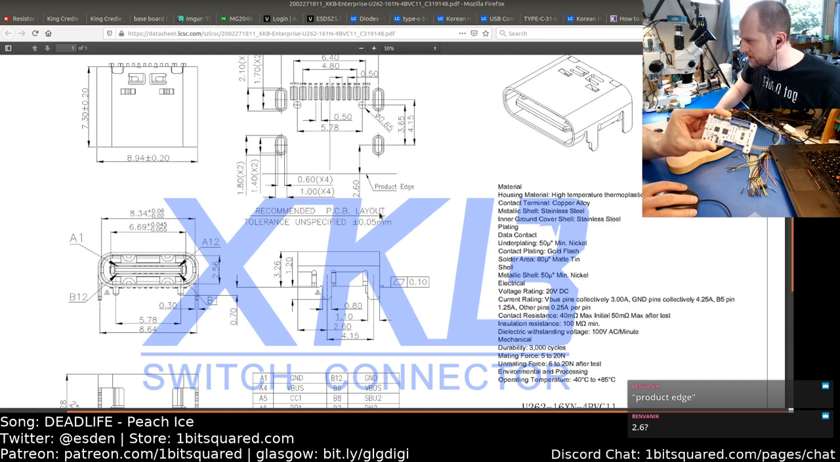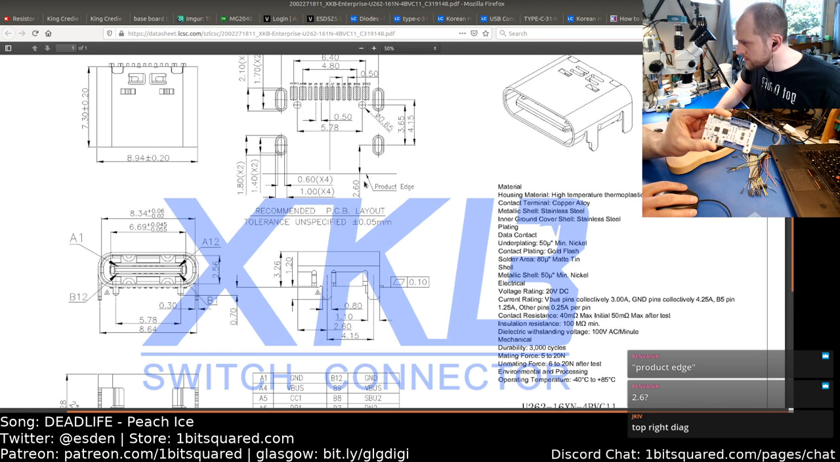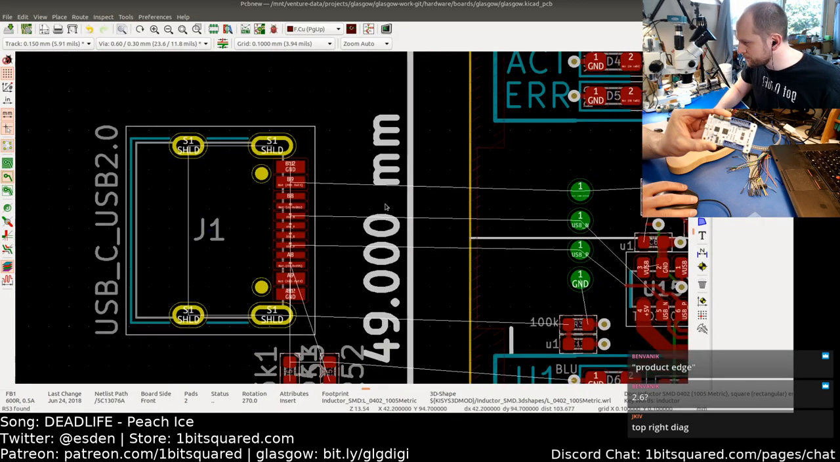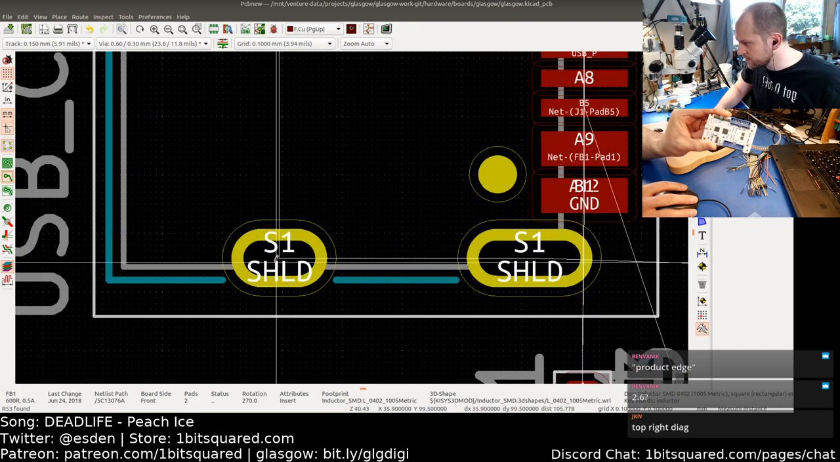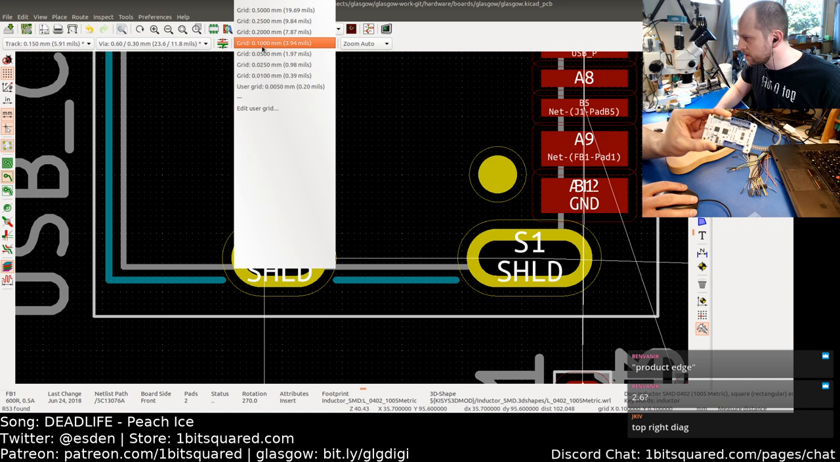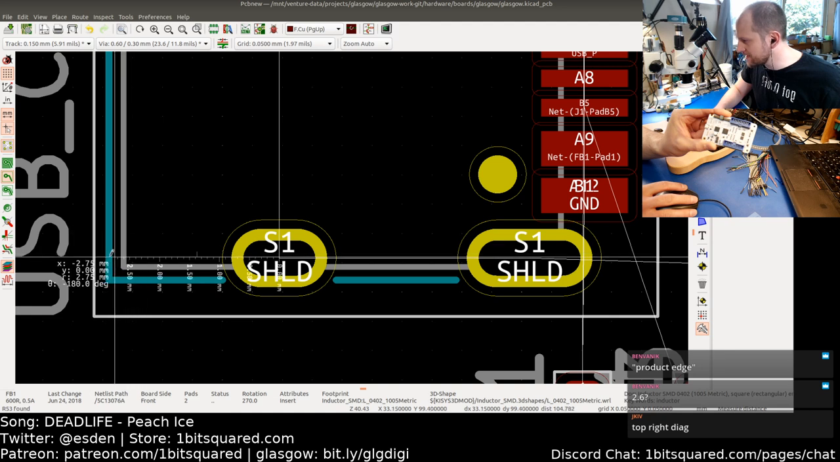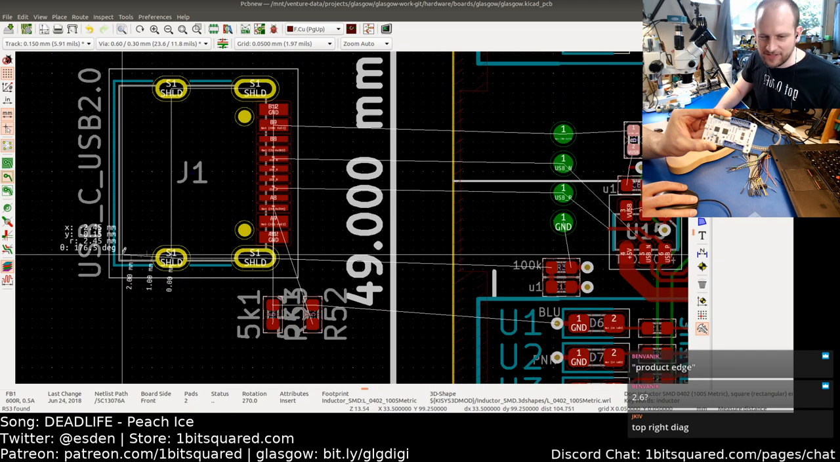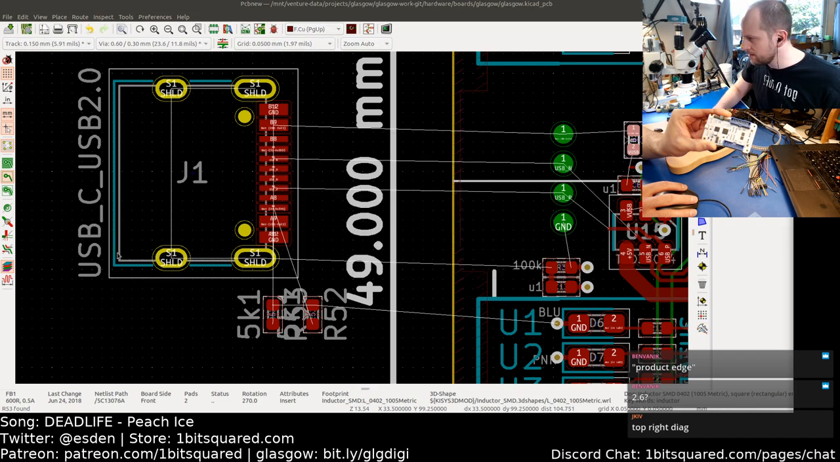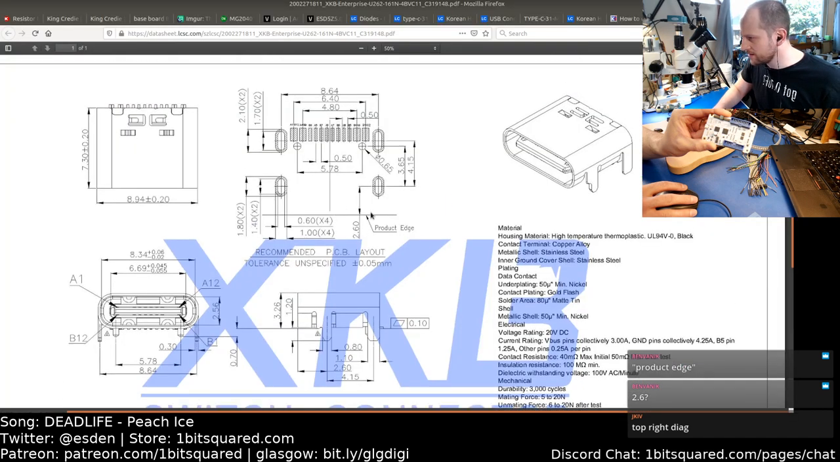Product edge. Ah, recommended PCB layout. No, tolerance unspecified. Product edge, there. Product edge. And then that is 2.6 millimeters from this hole. So let's see what that means. We need a finer resolution thing here, I think. 2.6. That is pretty much to the edge then. So it is not hanging out at all. Yeah. So 2.6 is the whole length of the metal case.